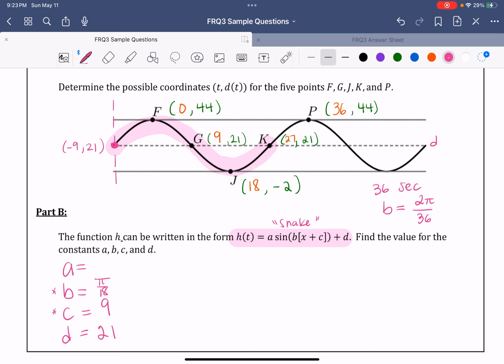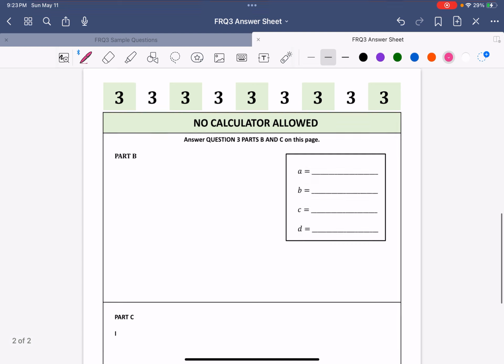And then A is just the distance in between. So like this right here would be A, from the midline up until the maximum. So to get from 21 to 44, that is 23. Okay, so that's A, B, C, and D. So if you look at the answer choice or answer document, it's going to leave you space to write those numbers down. So we got 23, pi over 18, 9, and 21.